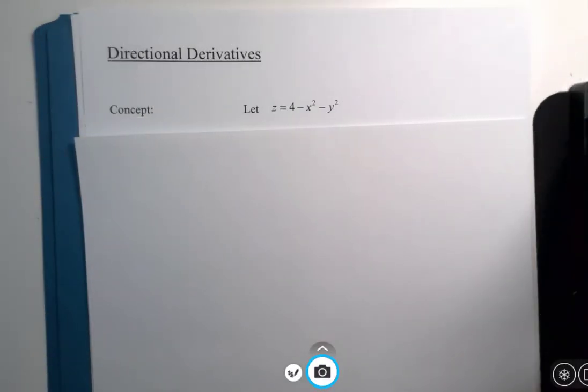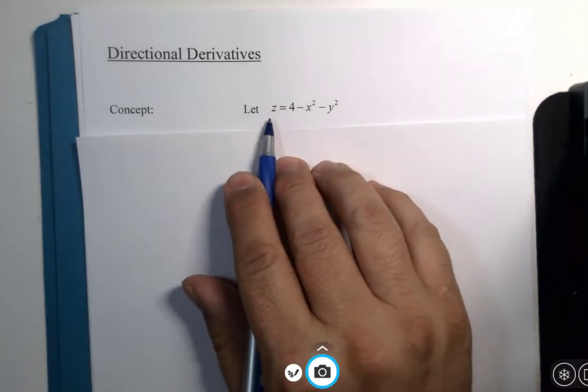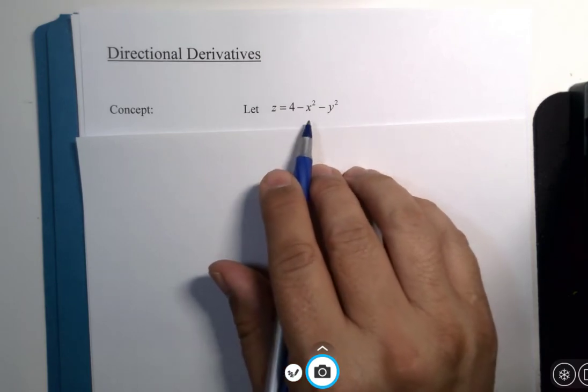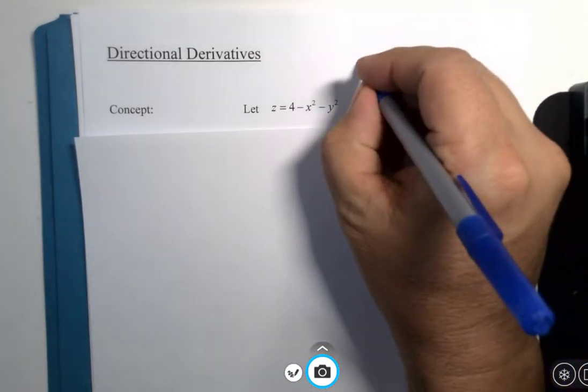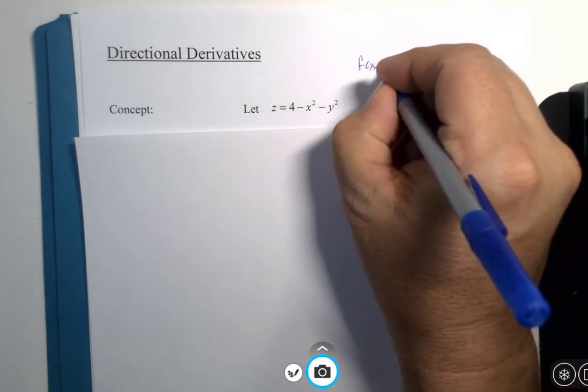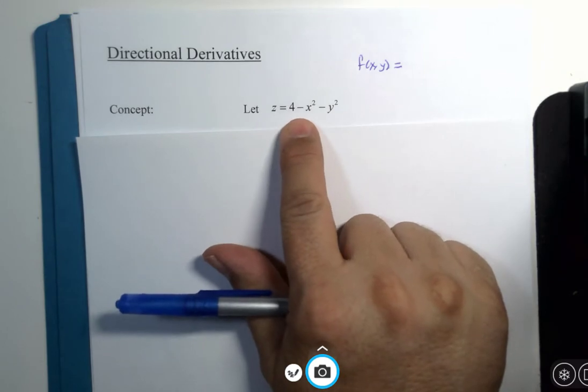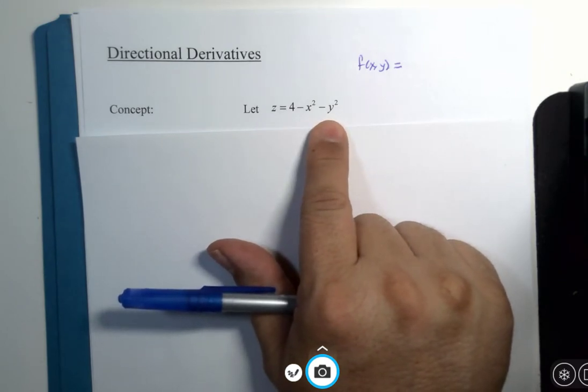Let's begin another topic that will tie into partial derivatives and functions of two or more variables. As you can see by the title, this is called the directional derivative. And if we were to let z equals 4 minus x squared minus y squared, we could say that that is the same as f of xy equals 4 minus x squared minus y squared.